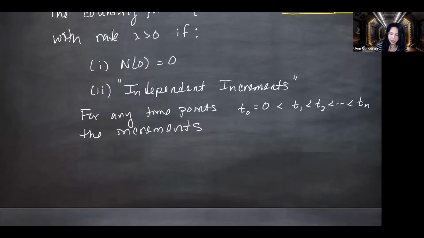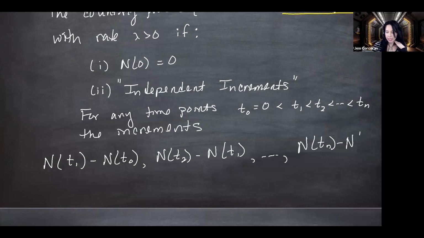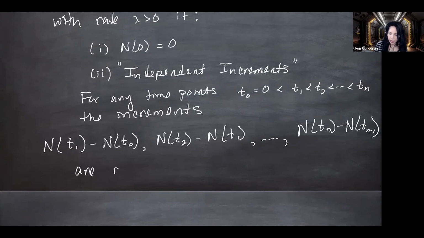By increments, I mean how much the process is incrementing. So the number of arrivals, if you're thinking of it as arrivals, at time t1 minus the number at time t0, and the number at time t2 minus the number at time t1, all the way out to the number at time tn minus the number at time tn minus 1. These are n random variables that I just wrote, and these are independent.